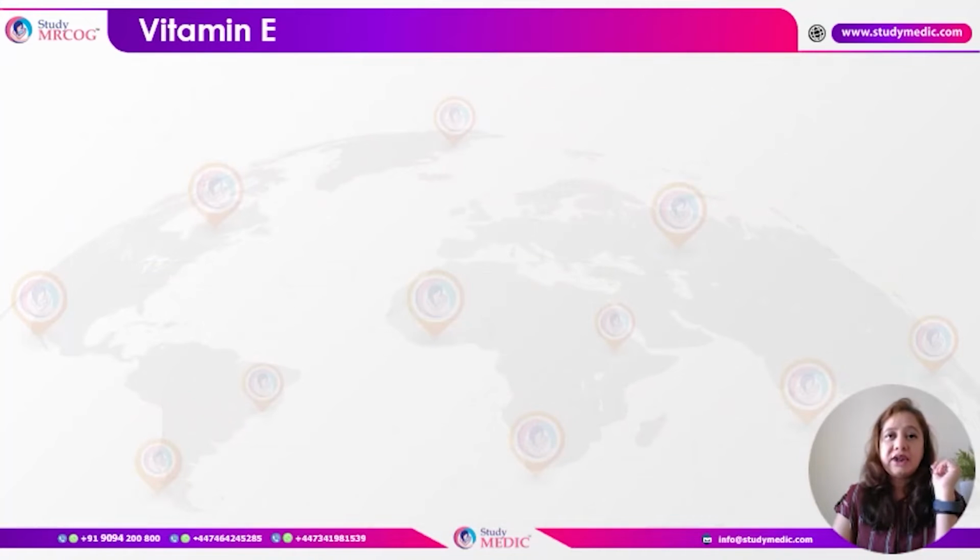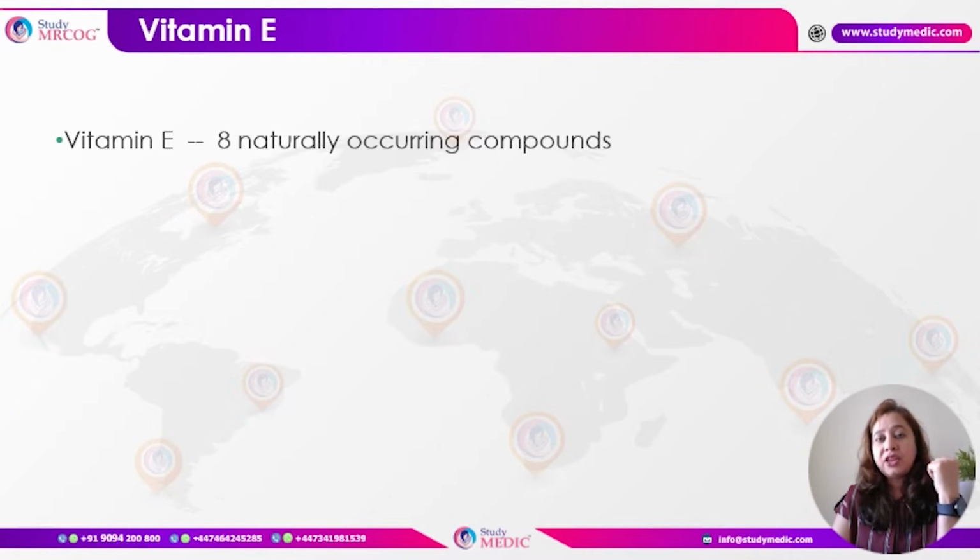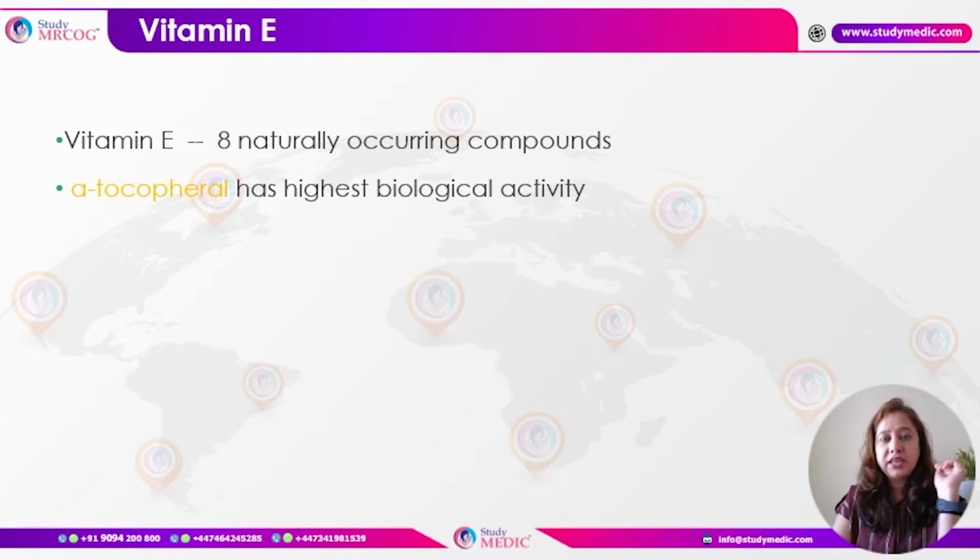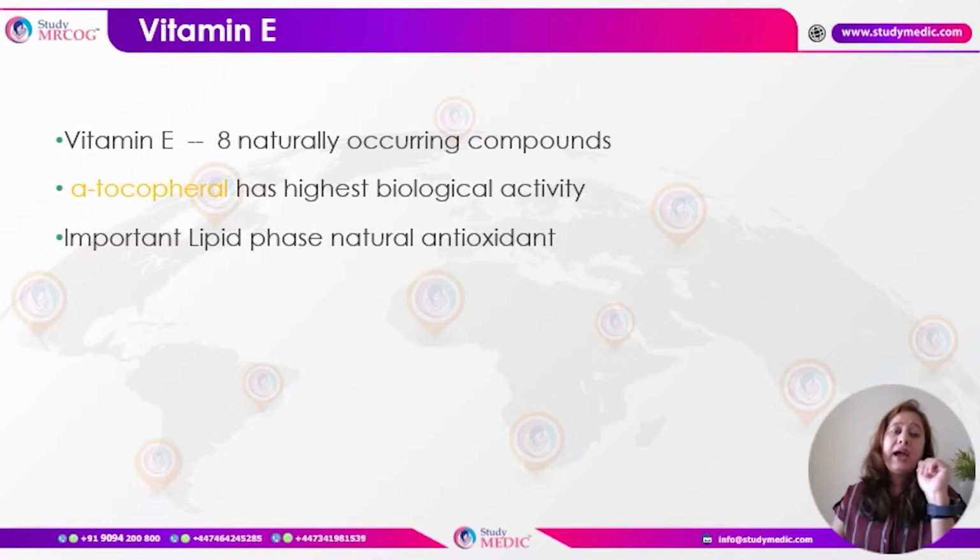Well, we shall now see the next vitamin, vitamin E. So this is another fat-soluble vitamin. There are 8 naturally occurring compounds. Alpha tocopherol has the highest biological activity, and since it is a fat-soluble vitamin, it takes care of the plasma membrane. So it is also addressed as a lipid phase antioxidant.